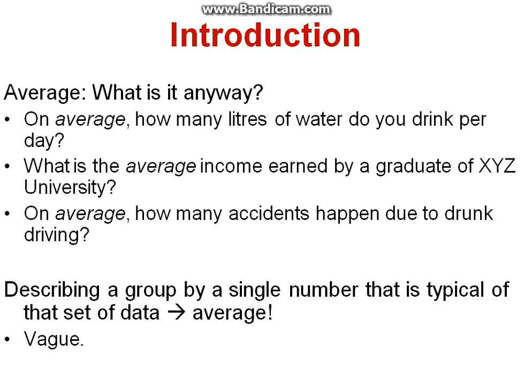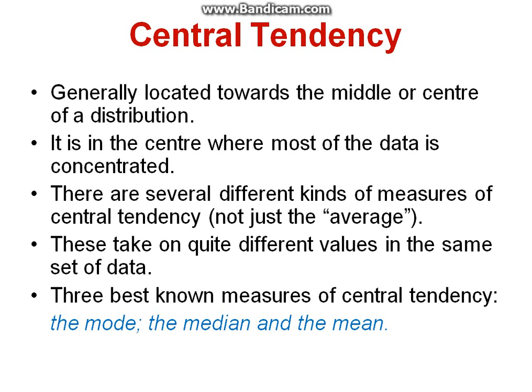All of us have heard of the word average being used on a daily basis, probably. On an average, how many liters of water do you drink per day? Or what is the average income earned by a graduate of XYZ university? When a common man uses the word average, he's trying to describe the group by a single number which he thinks is typical of that set of data. This, from a scientific standpoint, is not really correct. There's a degree of imprecision in the usage of the word average here, which means it's vague, and therefore also confusing. So in order to do away with all this imprecision, vagueness and confusion, we need to invoke the concept of central tendency.